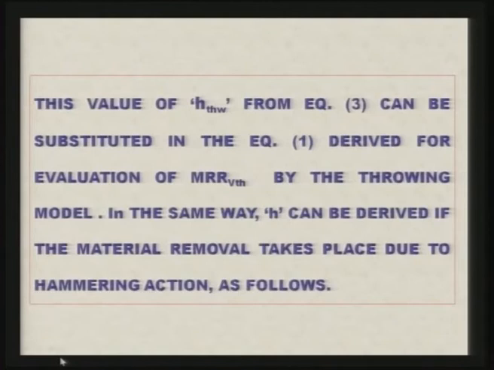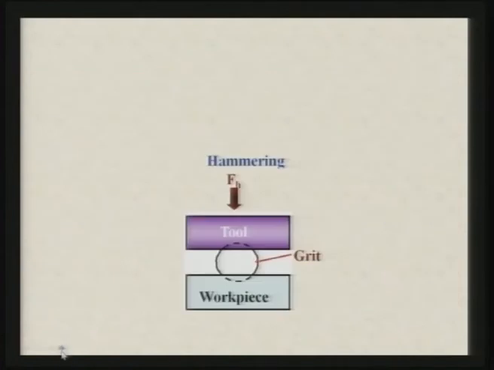This value of h_th_w from equation 3 can be substituted in the equation 1 derived for evaluation of MRR_TH, where MRR_TH is the volumetric material removal rate by the throwing model. In the same way, H can be derived if the material removal takes place due to hammering action as follows. This clearly indicates how the hammering model is going to work and what is happening in the hammering.